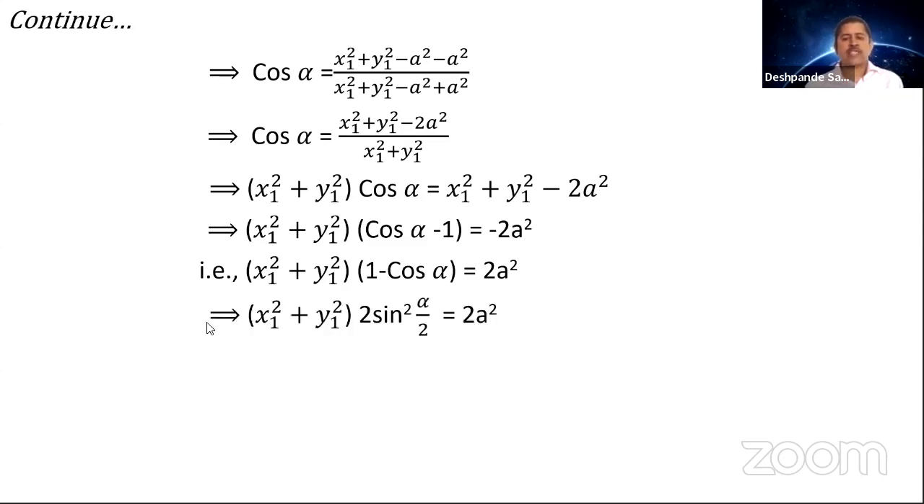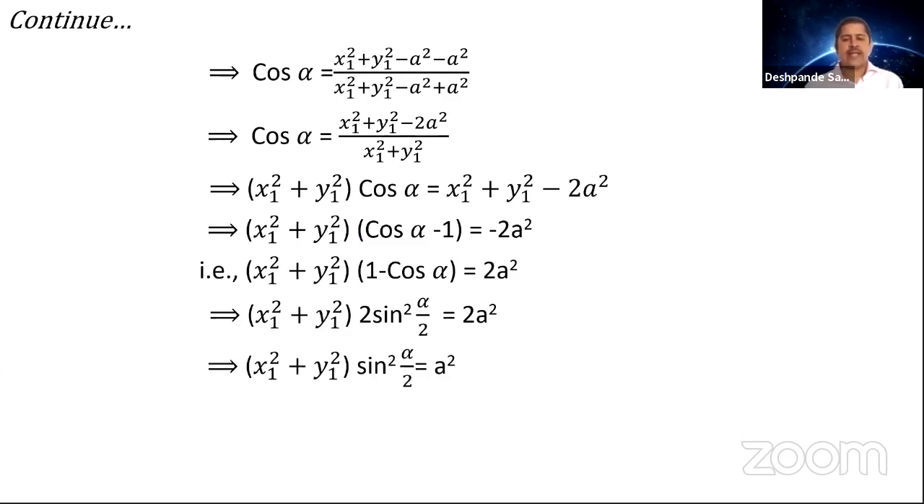So here x1 square plus y1 square into 2 sine square alpha by 2 is equal to 2a square. So you got a 2 here and you got a 2 here. You can cancel out both the 2's here. Now this cos square alpha you can transfer to other side. So what you get is a square by sine square alpha by 2. So 1 by sine is always a cosecant term.